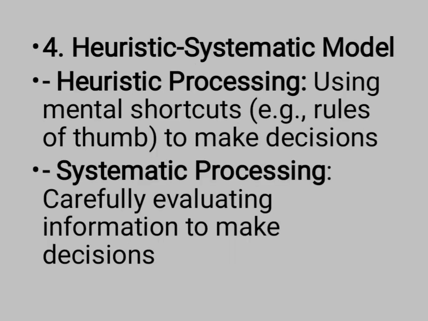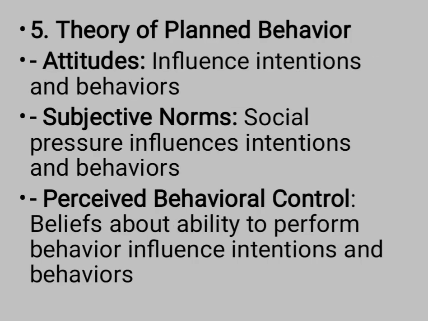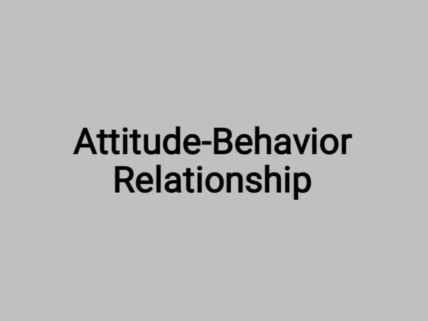There is the heuristic model, which uses mental shortcuts, rules of thumb. That is whereby you appeal to a mentor, you persuade somebody to make a fast decision. There is the theory of planned behavior, that is, attitude influencing intentions and behaviors. So that is attitude change. And lastly, we are going to look at the attitude-behavior relationship. So let's join in another class where we are going to look at attitude and behavior.